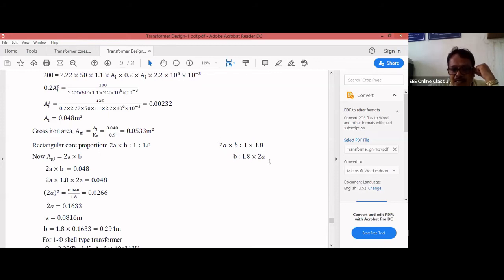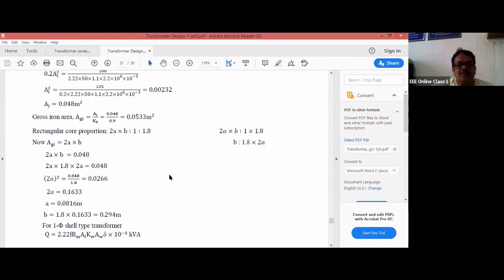So 1.8 into 2a. If I take width of center limb 2a, because it is 1, so 2a is equal to 1. Then b is equal to what? 1.8 times the width. So b is equal to 1.8 into 2a, 1.8 times the width. So now come back here.